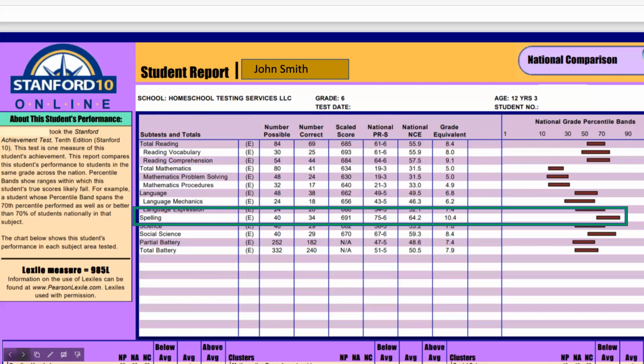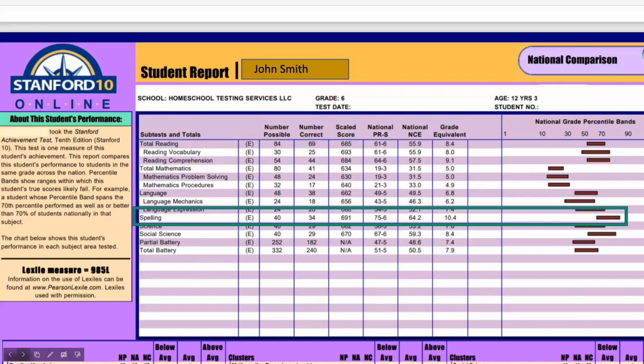Let's look at the spelling subtest. The E in parentheses states that this test was taken online, or an electronic test. John was given 40 spelling questions and got 34 questions correct. John's spelling score was then scaled to receive a scaled score of 691.